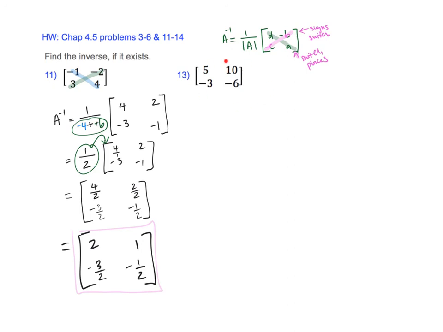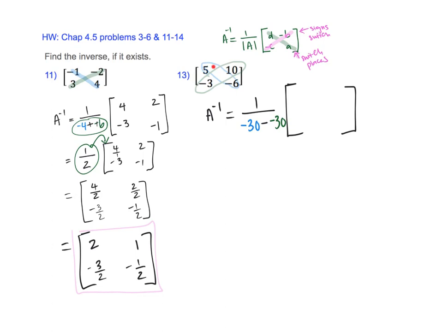All right, let's try it out with 13 here to see if we can find the inverse. So again, remember we're going to use that formula. Start with our inverse here and find our determinant. So I'm just setting things up here. I'm going to take this first diagonal, multiply that. So that's 5 times negative 6, which is negative 30, minus the other diagonal. If I multiply negative 3 times 10 is also negative 30, right?